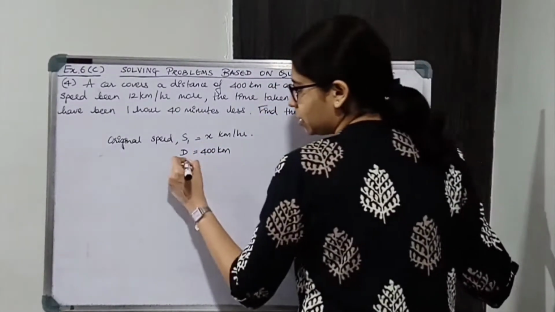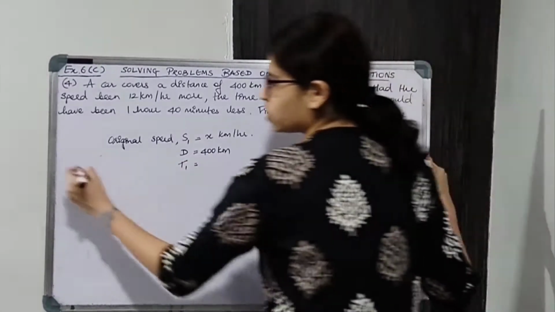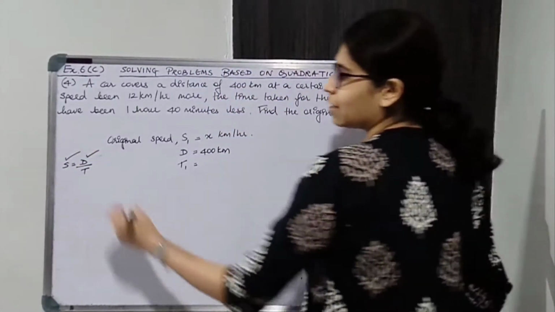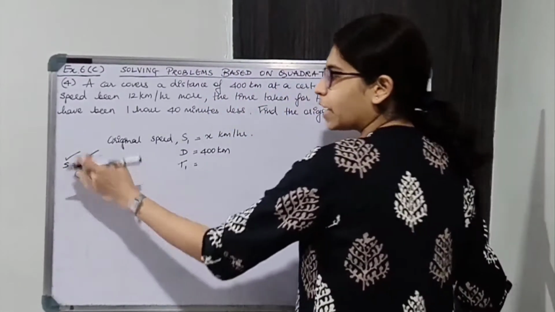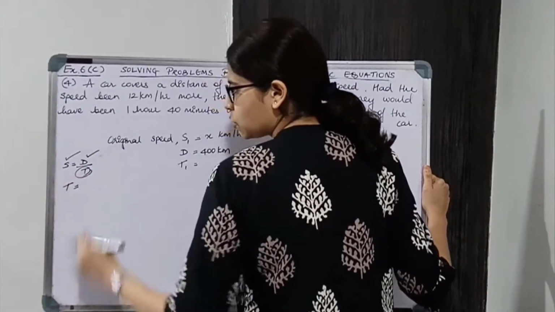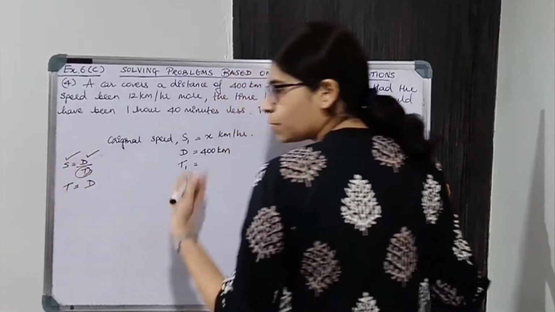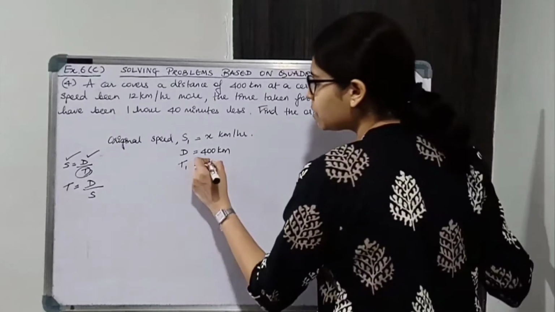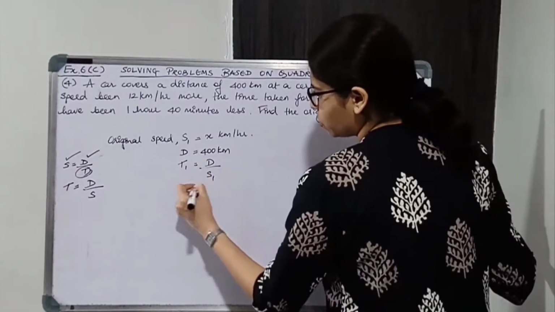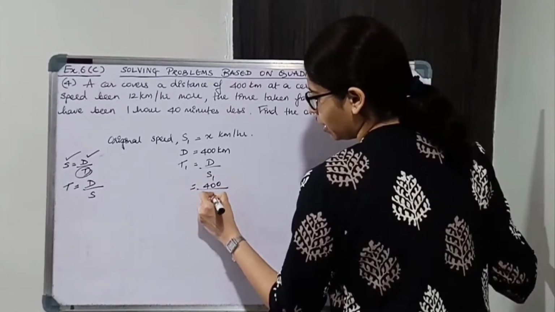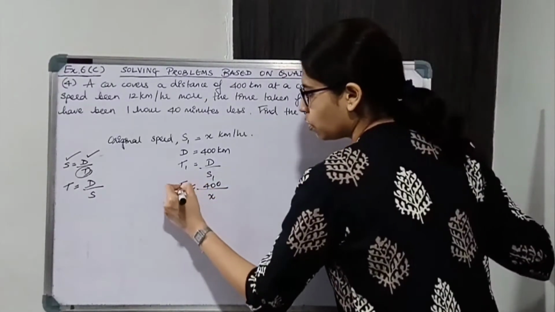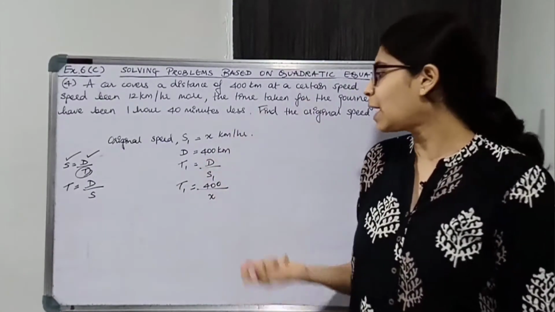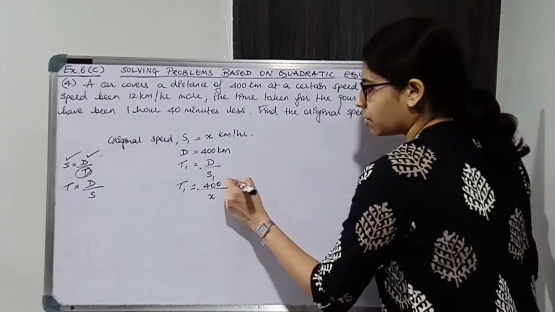So what will be the time? Now speed is equal to distance upon time. We know this. We need to find time. So the one that we have to find will shift to one side, it will go in the numerator, and all the knowns we'll put on the other side. So distance is known, speed is known. So time is distance upon speed. Distance is 400, speed is x. So when the speed is x kilometer per hour and distance is 400, what is the time taken? Time will be 400 upon x hours.